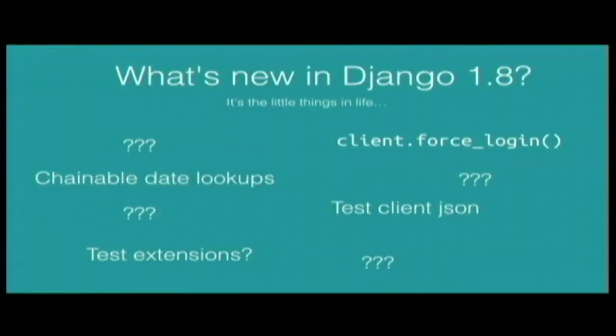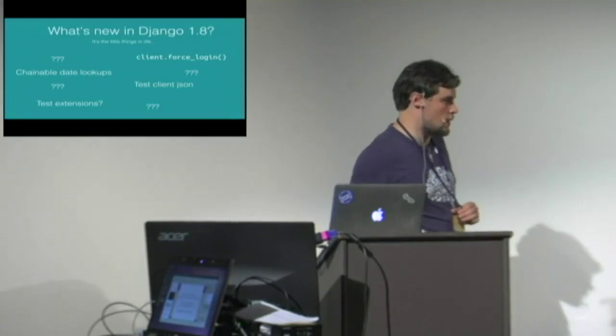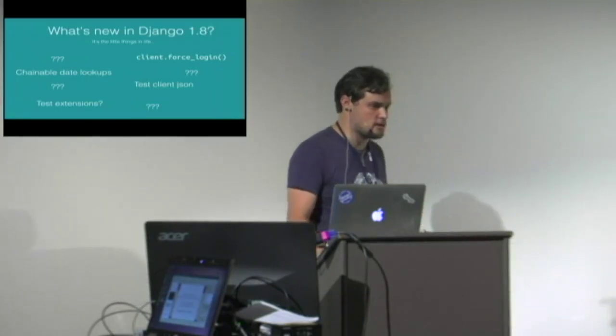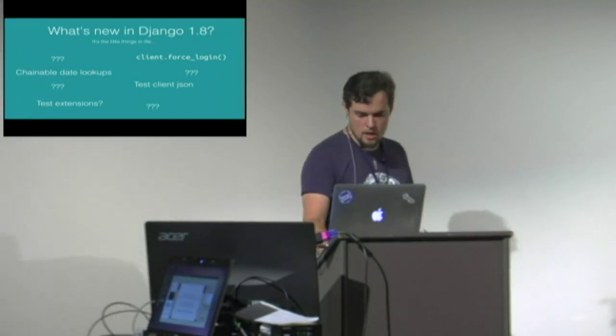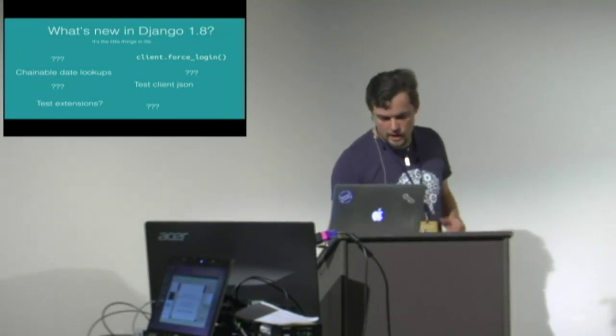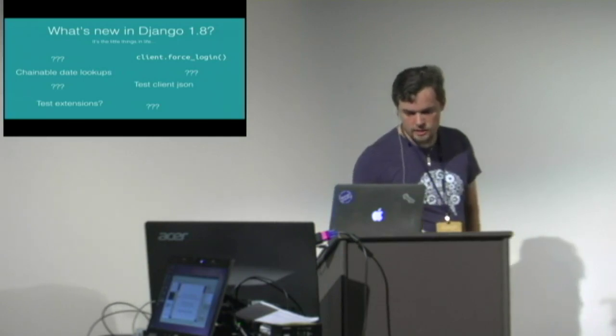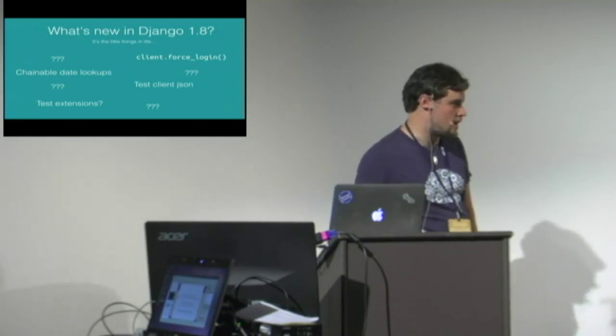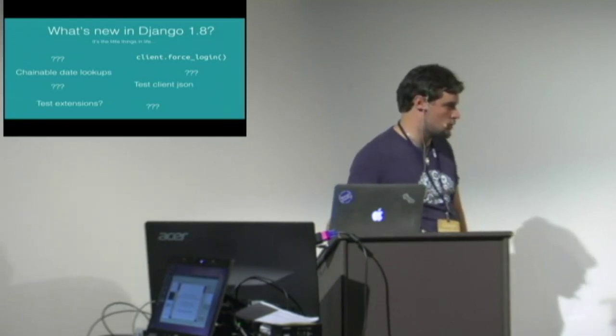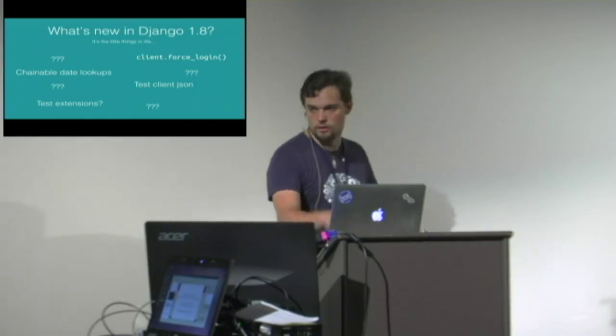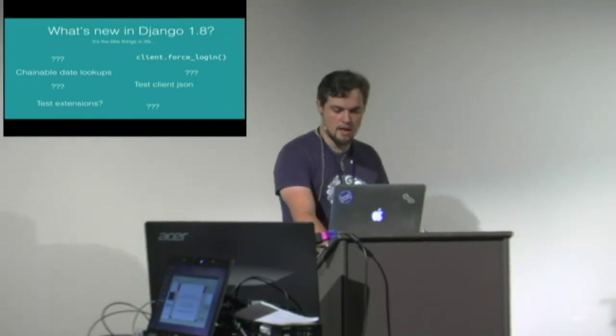Little things that have come in, the test client now has a JSON attribute on its responses, which is really useful. Date lookups are chainable, so you can go year is less than whatever, rather than having to translate that into a date time in your head and work out what you're doing. The test client has a force login parameter, so you don't have to keep the plain password of all your test users knocking around. You can just go log in this user and it does the right thing.